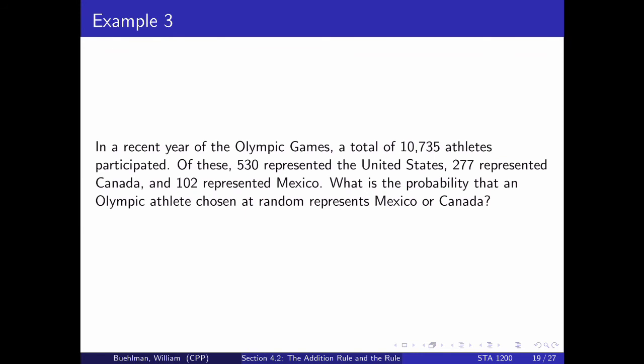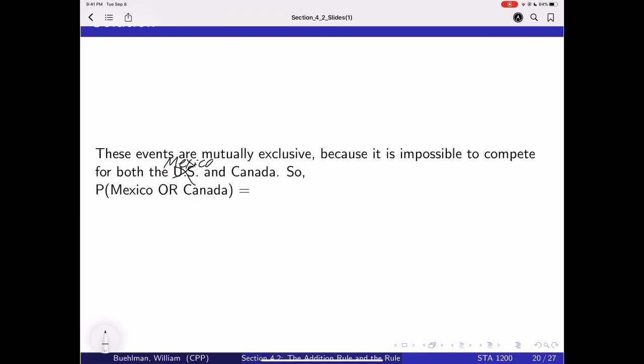Here's our third example. In a recent year of the Olympic Games, there was a total of 10,735 athletes. Of those, 530 represented the United States, 277 represented Canada, and 102 represented Mexico. What is the probability that an Olympic athlete chosen at random represents Mexico or Canada? We need to realize that these are mutually exclusive events because it is impossible for you to compete for both Mexico and Canada at the same time. You're competing for one or the other.